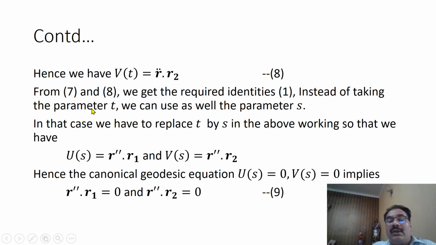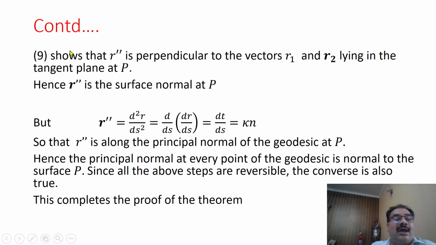Instead of taking the parameter t, we can use as well the parameter s. In that case, we have to replace t by s in the above working, so that we have U_s = r̈ · r1 and V_s = r̈ · r2. Hence, the canonical geodesic equations U_s = 0, V_s = 0 imply r̈ · r1 = 0 and r̈ · r2 = 0. Let us suppose this is equation number 9.